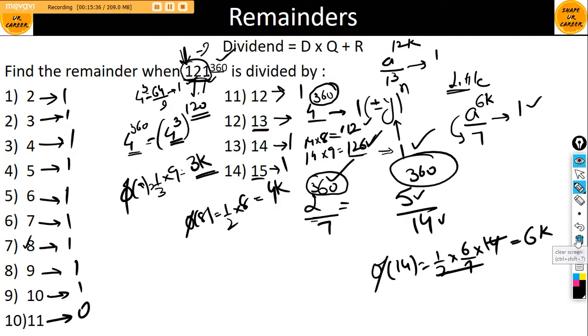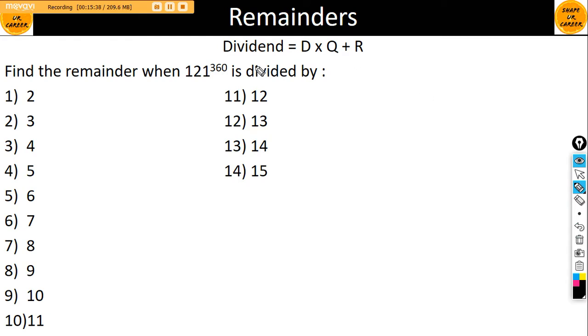So let's change the value and let's do it again. Let's say instead of 121, this number is 123 raised to power 360, let's see what all changes will come in picture. Because this number is odd, with 2 still remainder is 1. In case of 3, we need to add all the digits, which adds up to 6. 6 is a multiple of 3, remainder is 0. In case of 4, we know 124 is a closer multiple of 4.